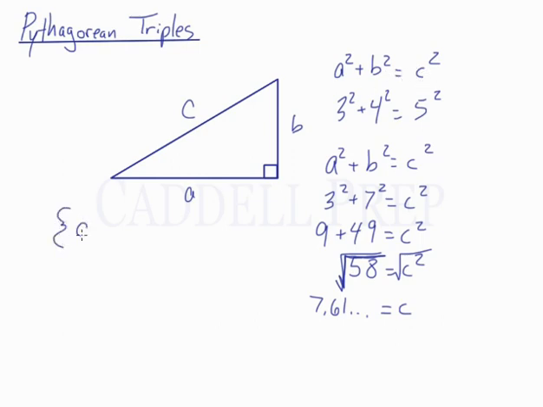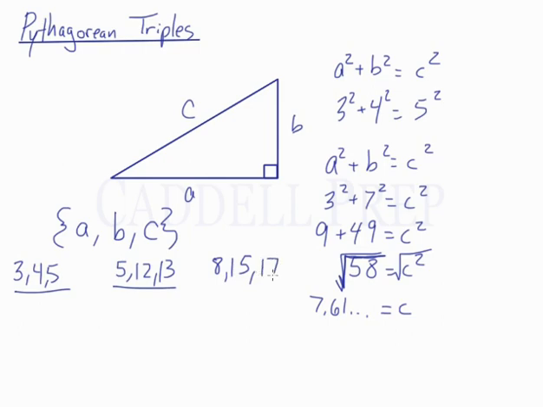So if we want to list some of them, so a, b, the two legs, and the hypotenuse, one of them that would work would be 3, 4, 5. That's a Pythagorean triple. Another common one is 5, 12, 13. So the legs are 5 and 12, and the hypotenuse is 13. Another not so common one is 8, 15, and 17. These are three Pythagorean triples. 3, 4, 5 is the most common. 5, 12, 13 comes up, and there's also 8, 15, 17.